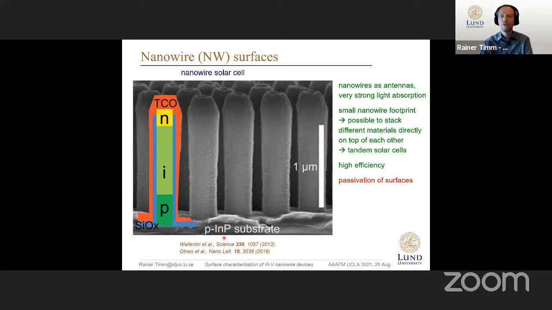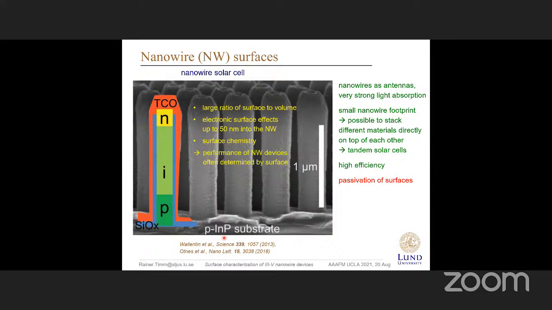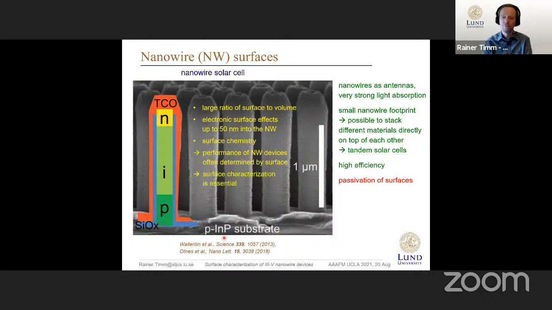But for all these possible applications of these devices, the influence of the surface is very important. Since we have these nanostructures with such a large ratio of surface to volume, and if you consider that electronic effects at the surface easily can penetrate 10, 20, up to 50 nanometers into the material, and if our material is only 50 nanometers in diameter, it only consists of surface, if one wants to say so. So the device performance really can be determined by the surface, and we need to characterize it. How can we do that?